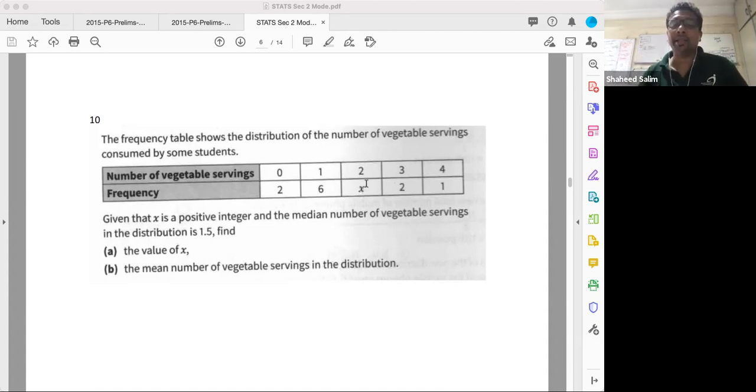Now they say X is a positive integer. That means it's not a decimal, it's a whole number. And the median number of servings is 1.5. Where is 1.5? It is between 1 and 2. So you are supposed to find the value of X. Can you try? You will get more and more of these questions. Later on, you try, I will explain.